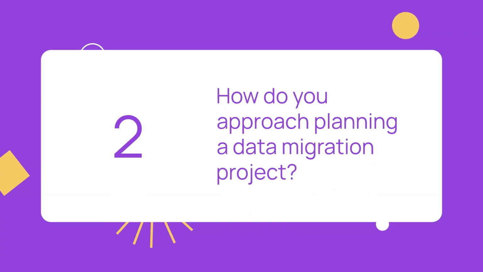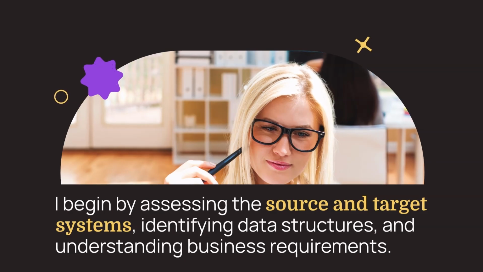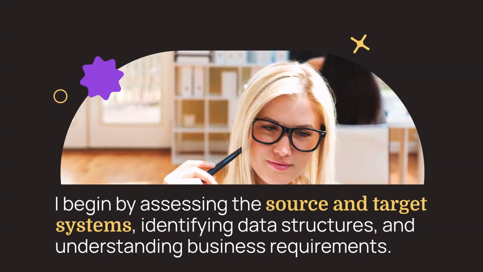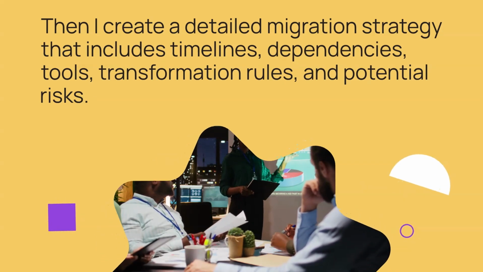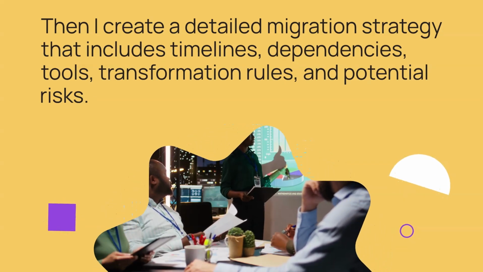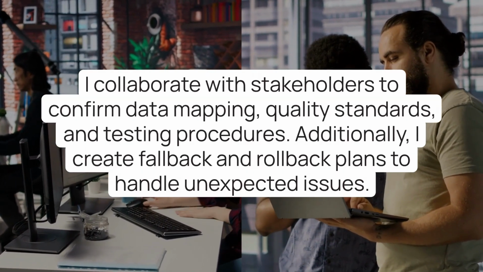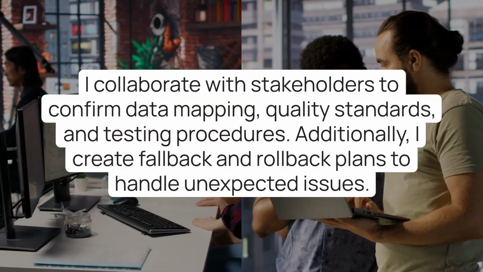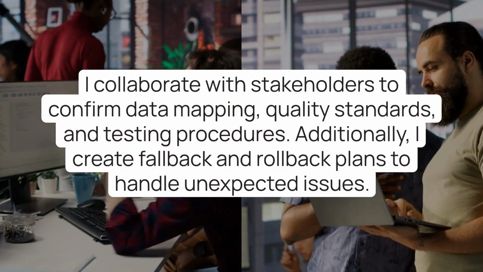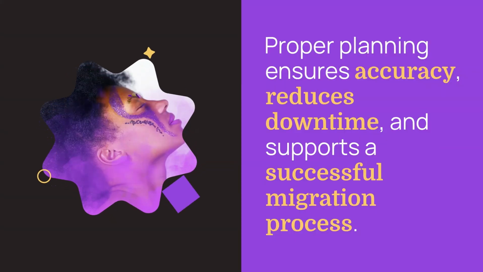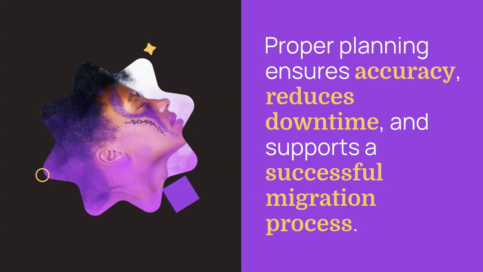2. How do you approach planning a data migration project? I begin by assessing the source and target systems, identifying data structures, and understanding business requirements. Then I create a detailed migration strategy that includes timelines, dependencies, tools, transformation rules, and potential risks. I collaborate with stakeholders to confirm data mapping, quality standards, and testing procedures. Additionally, I create fallback and rollback plans to handle unexpected issues. Proper planning ensures accuracy, reduces downtime, and supports a successful migration process.